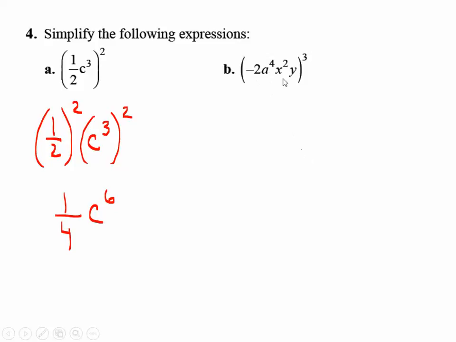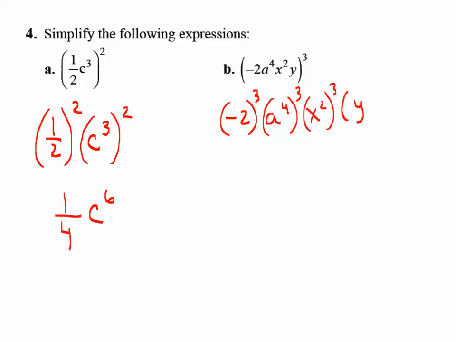Okay, for this one, how about negative 2 taken to the third power, a to the 4th to the third power, again the x variable and the y variable. All right, negative 2 times negative 2 times negative 2 is negative 8 in simplified form, and then how about a to the 12th? Good there. x to the 6th. And then remember, what's the little number right here that we don't see? 1. So technically it's 1 times 3, so it's y to the third.